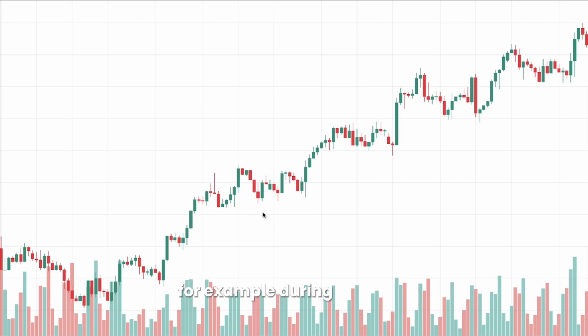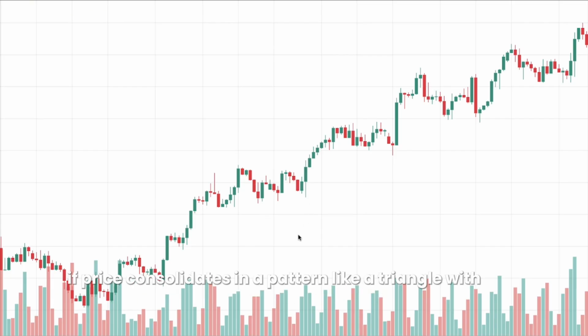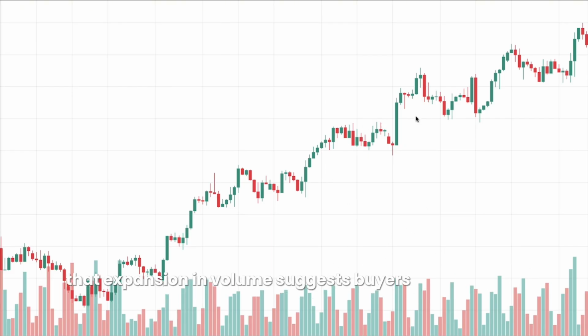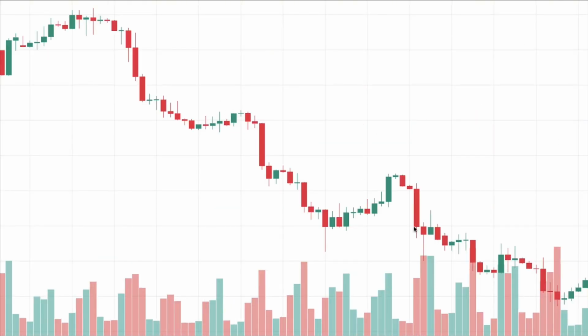For example, during an uptrend, if price consolidates in a pattern like a triangle with fading volume and then breaks out upward on rising volume, that expansion in volume suggests buyers are stepping in aggressively and the trend is likely to continue. In a downtrend, growing volume on the declines shows sellers are active and committed, which often leads to further weakness as long as that participation remains strong.